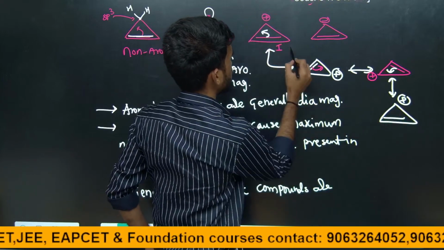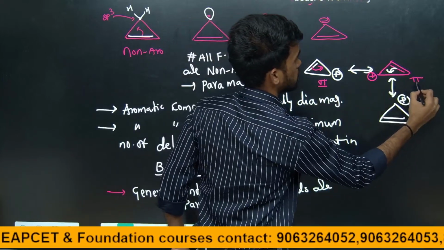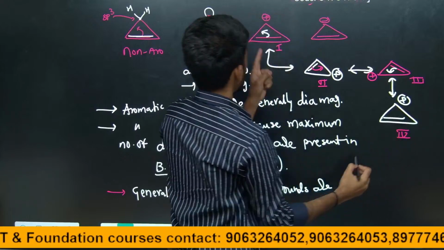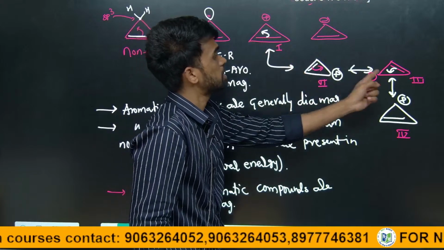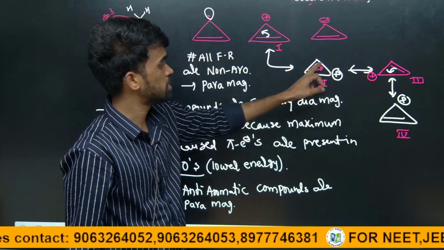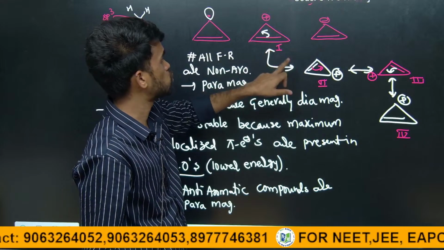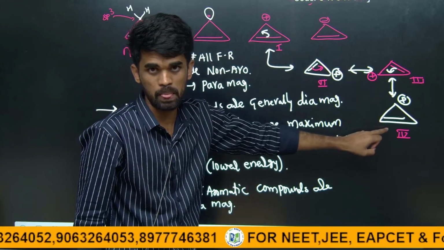So 1, 2, 3 and 4. So 1 and 4 are the same, which means all the remaining ones are resonating structures here. So these are the resonating structures, which show that complete conjugation is possible, right?